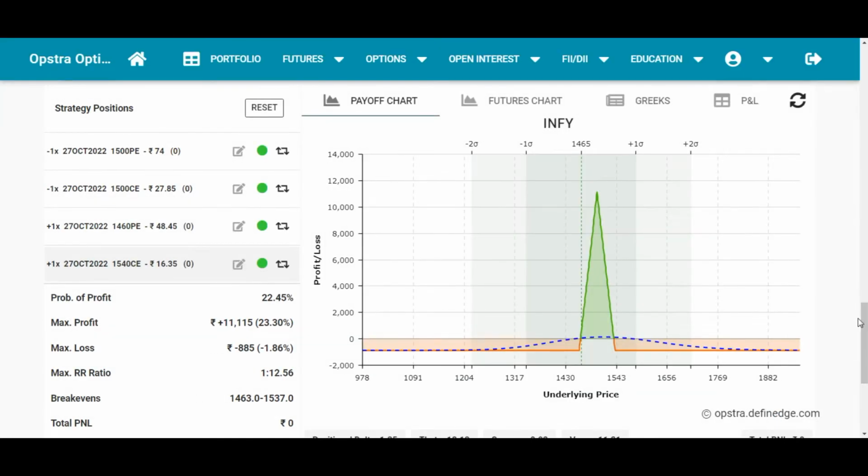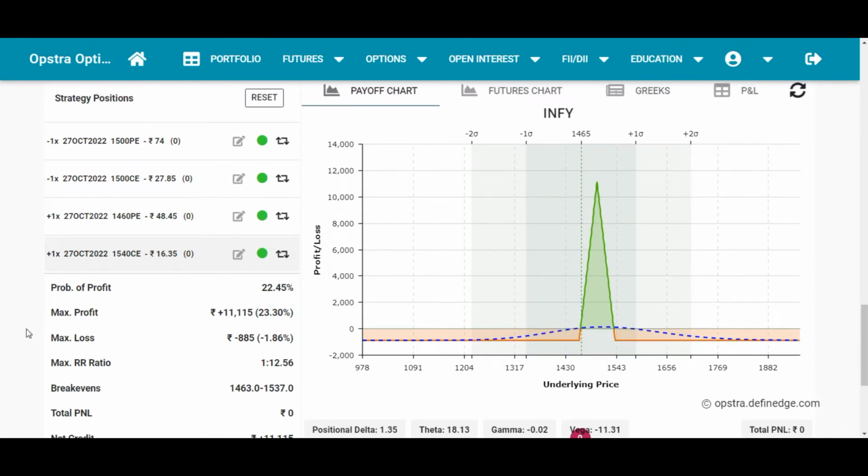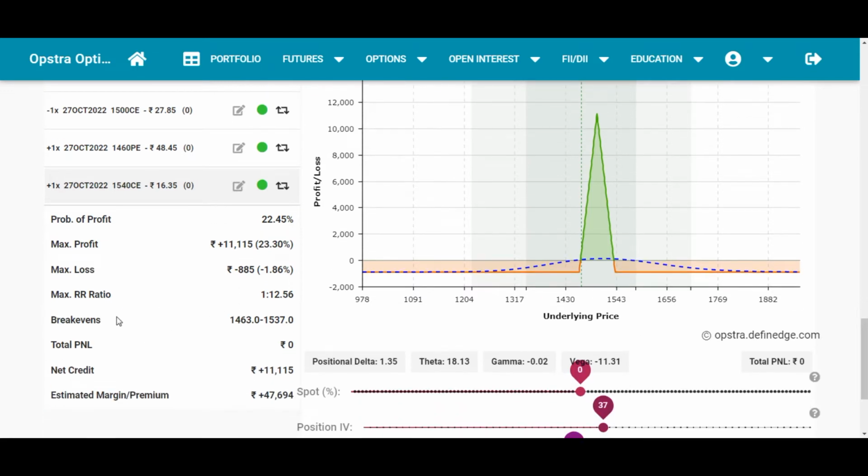So friends, as you can see that I have reduced the lot size from two lots to one lot. Now you can see the max profit is 11,115 and the max loss will be 885. So here once again the risk to reward ratio has not changed. It remains the same at 1:12.56. So this is an amazing option strategy for the option sellers, because from this strategy either you will end up making profit of 11,115 on the single lot basis, or max you may lose rupees 885 in this strategy.